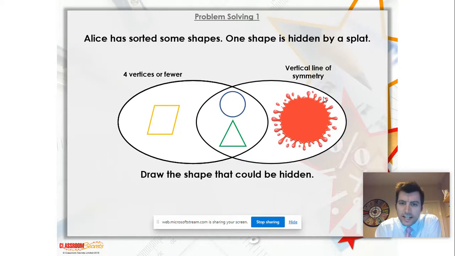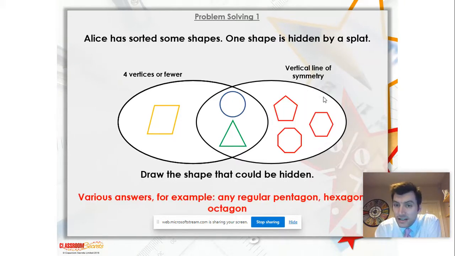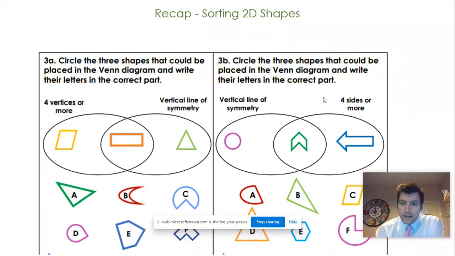Hopefully some of you have identified either a pentagon, a hexagon, so that's a 6-sided shape, or the 8-sided shape, which could be an octagon. Okay, so have a think about those as those vertical lines of symmetry. Some of you might have got even more sides, but as long as there's a way of cutting it directly in half so that both sides are the same and reflect, then that would be having a vertical line of symmetry.